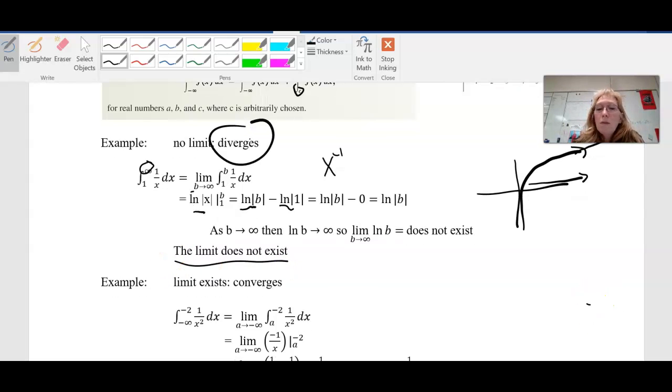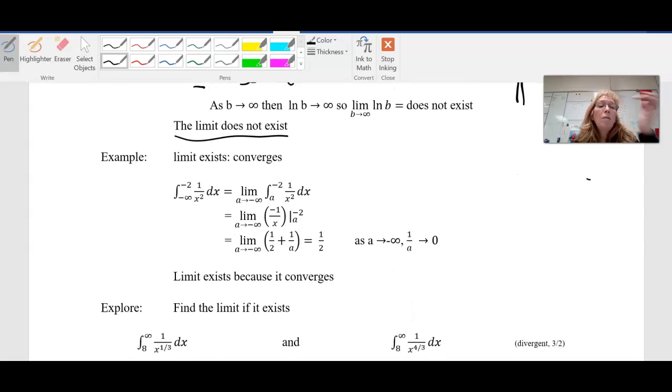All right, now let's do a converging one. We're going to go from negative infinity to negative 2 of 1 over x squared. Again, we let our infinity be a variable, doesn't matter which one. We go from a to negative 2 now. This is x to the negative 2. So our antiderivative is negative 1 times x to the negative first, which gives us here. We're going to go from a to negative 2.